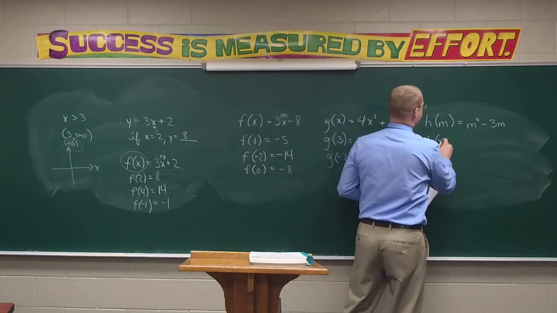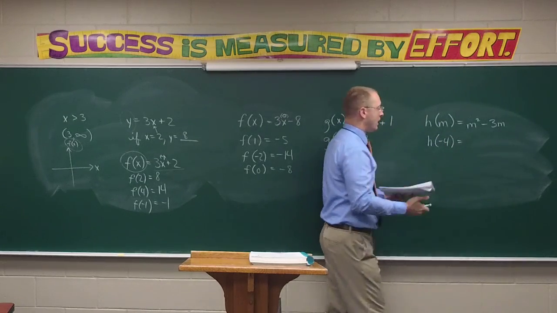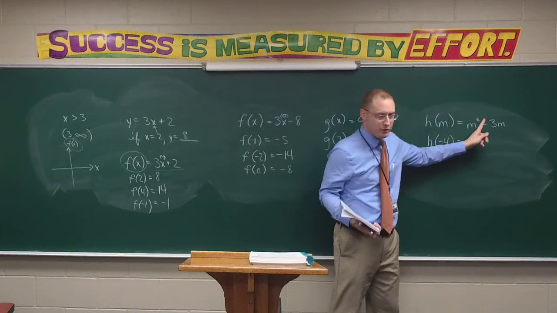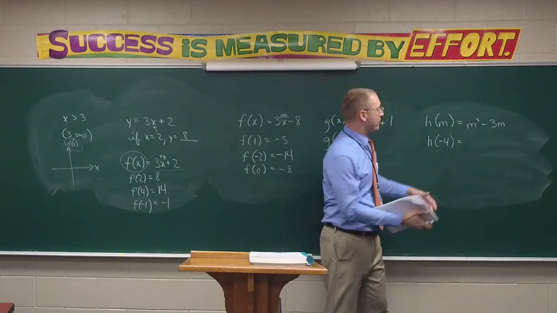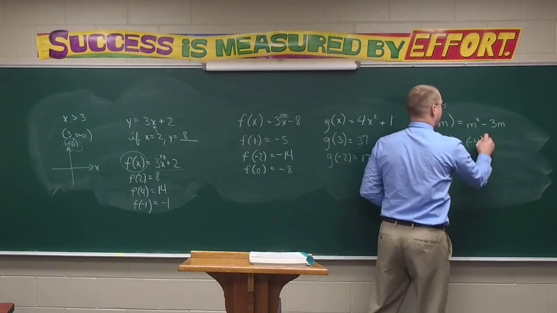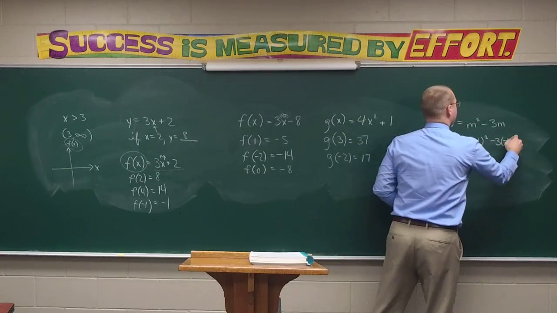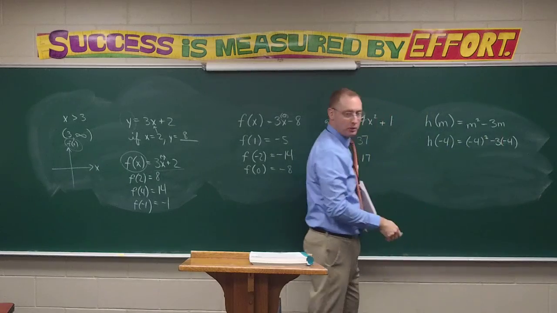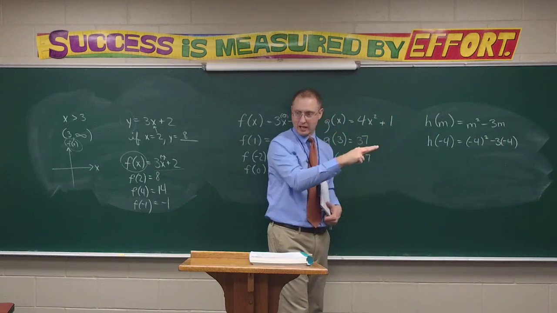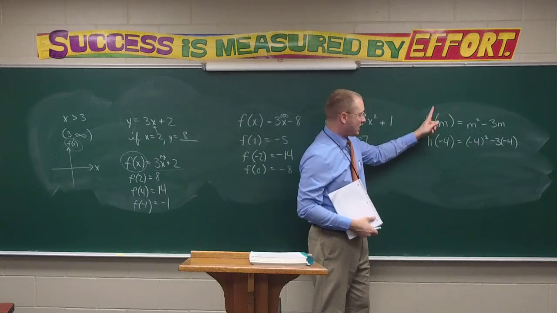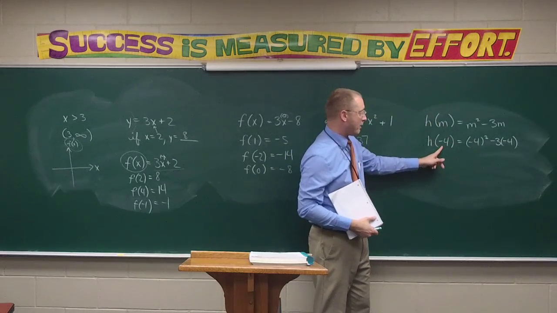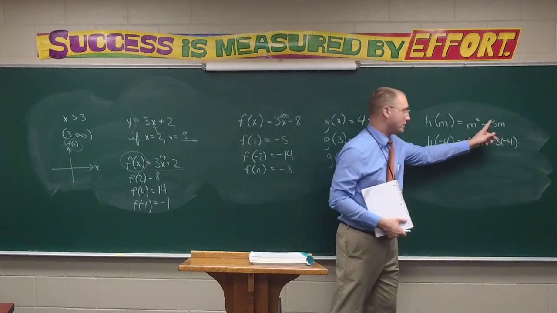But if I wanted to find h of negative 4, now notice, there's 2 different m's in here, aren't there? 2 different places I've got to plug in a negative 4. So I'm going to plug in a negative 4 here and square that, and then I'm going to multiply the negative 4 here by that negative 3. Both times you have to plug in that negative 4. Make sense? In other words, this h of m means anywhere you see an m, plug in this number for the m. Plug it in both places.